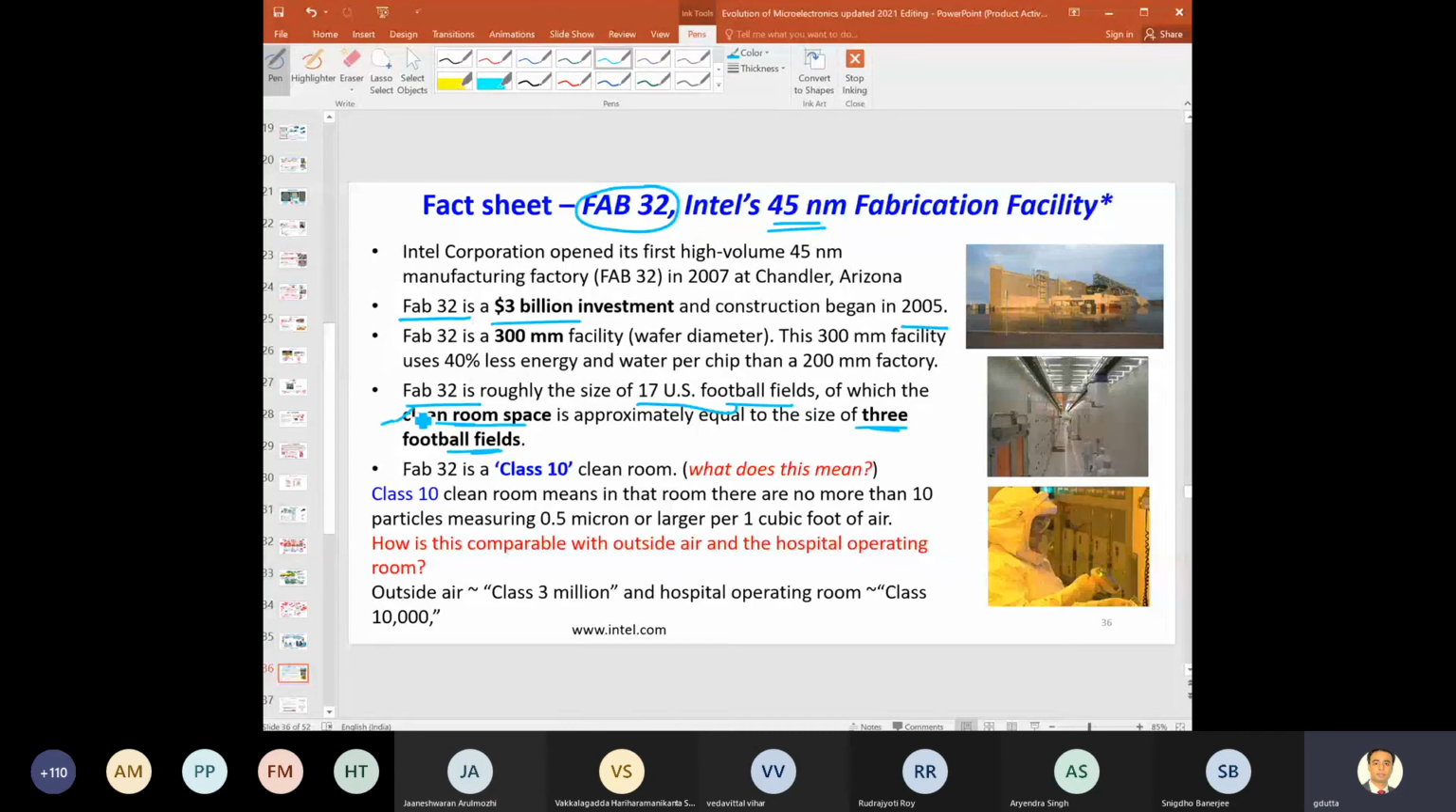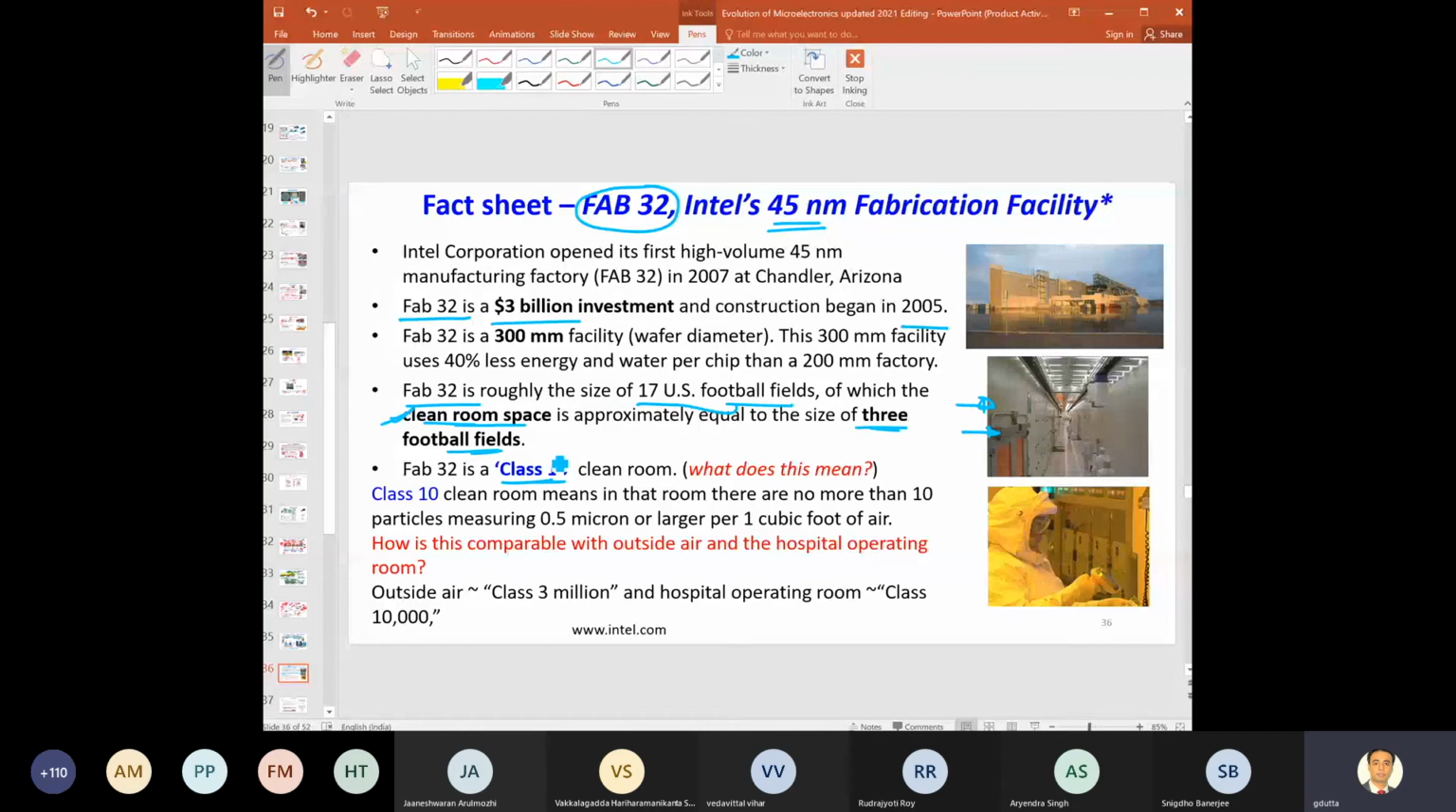So what do you mean by this clean room? Obviously from the name itself, it is clear that clean room means the room has to be clean, right? This is one of the clean rooms, right? Here you can see, and this is the total fab. For this, Fab 32 is a class 10 clean room. Clean rooms are generally classified in different classes, for example class 10, class 100, class 1000, like that, right?